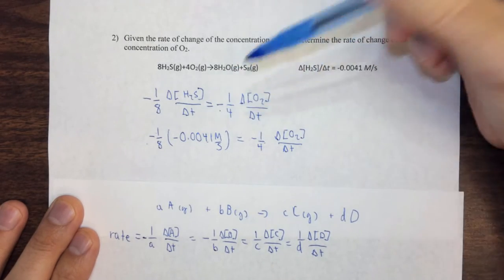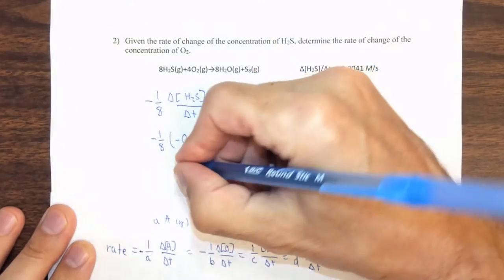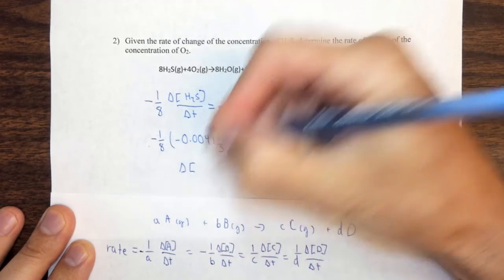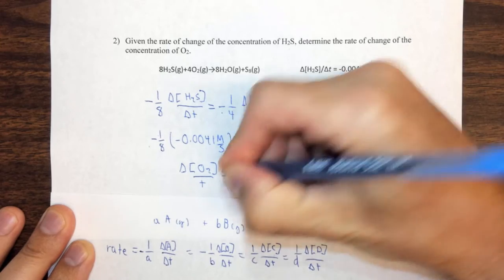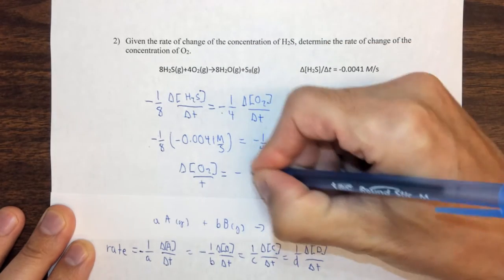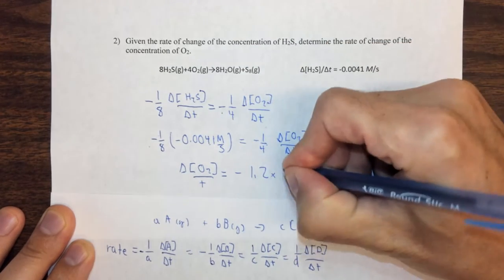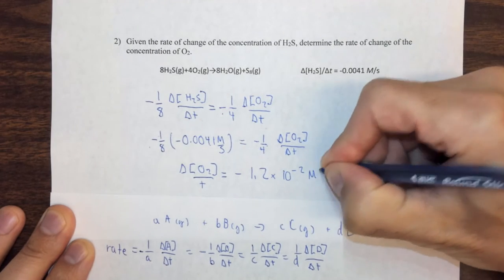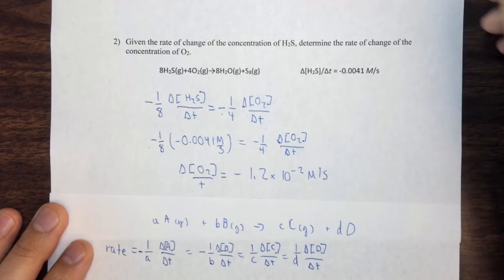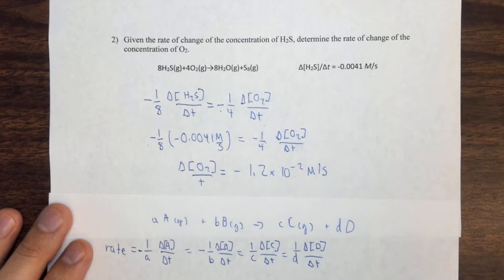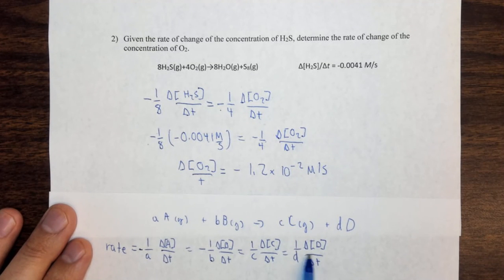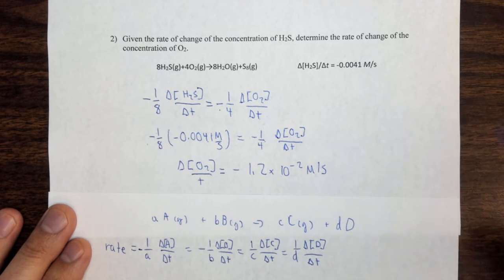So using a calculator, you're going to solve this, and what you get is delta, change in concentration of O2 over T, is equal to negative 1.2 times 10 to the minus 2 molar per second. So that is basically how we solve this problem. Remember again that all the things in the reaction are related to each other by this general equation right here.